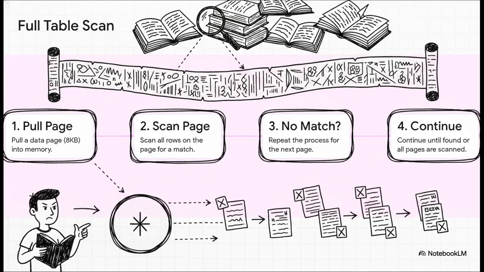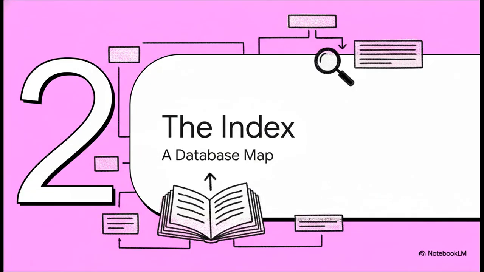See, your data is stored in these little 8K byte chunks called pages. To find one single piece of information, the database has to pull the first page into its memory, read every single row on that page, and if it doesn't find what it's looking for, it just throws that page away and grabs the next one. And it does this over and over and over again, potentially across 1 million different pages. It is literally like being told to find one specific sentence in a novel by reading the entire book word for word from page 1. It's just brutal.